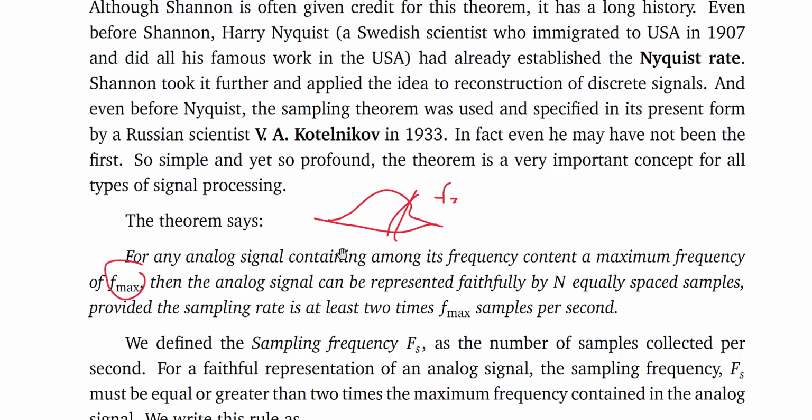Okay, so this is f max. Then the sampling rate must be greater than 2 times this. So the sampling rate must be greater than 2 times f max.